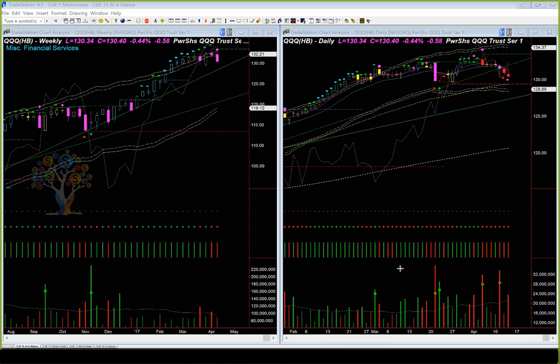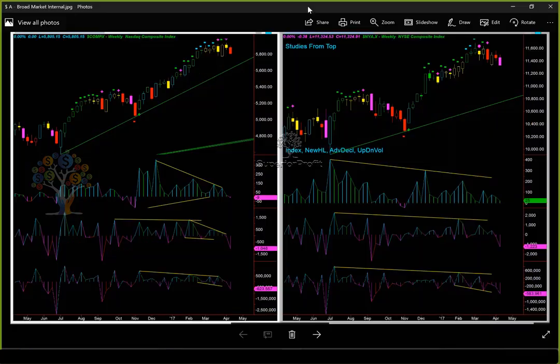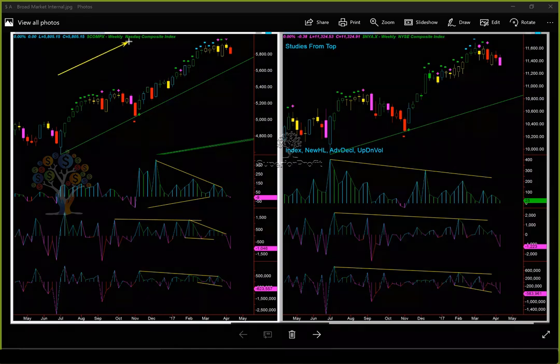Let's now move on to broad market sector and industry analysis. I have already created the charts for that, so let me open that. We look at the broad market sector and industry analysis. Broad market in terms of looking at NASDAQ composite index and NYSE composite index, both using weekly chart, and three pairs of market internals. That's the new high low, total number of stocks making new highs minus those making new lows, advance decline, total number of stocks going up minus those going down, up down volume, volume of all the stocks going up minus volume of all the stocks going down.